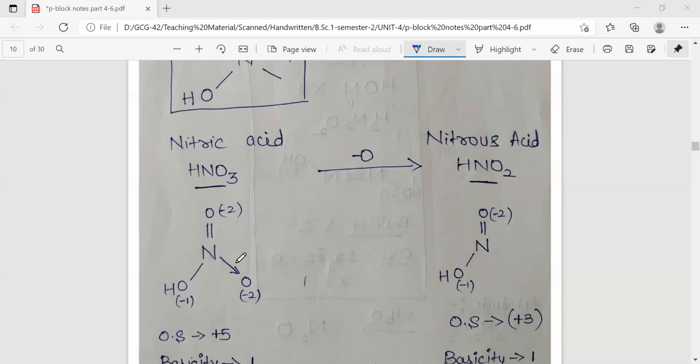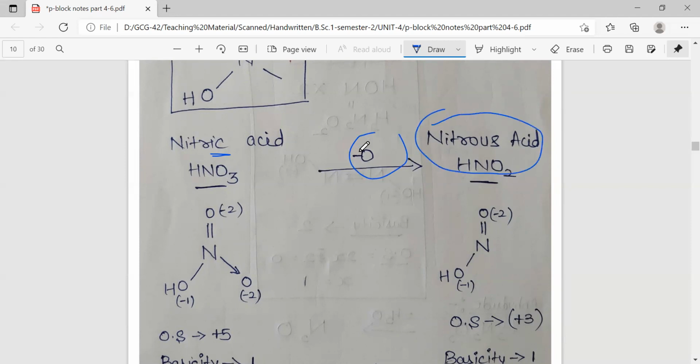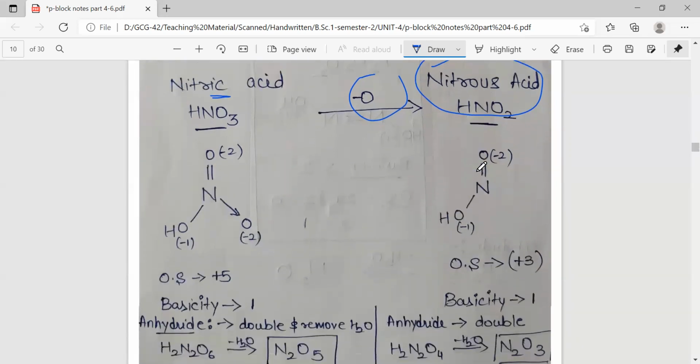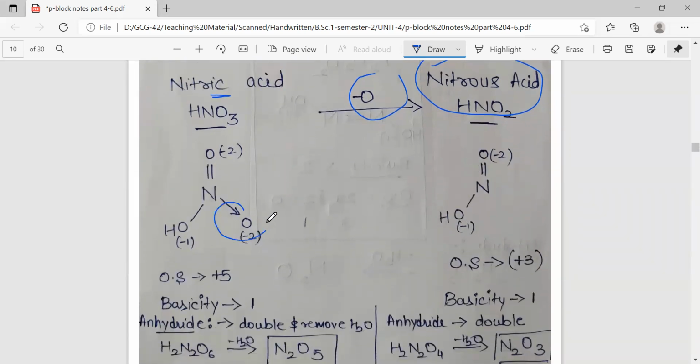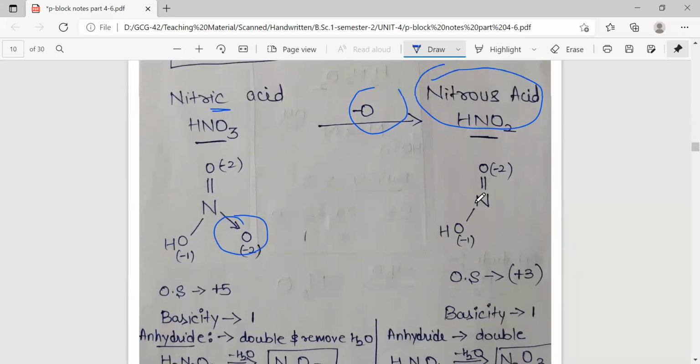Whenever we remove one oxygen from the acid which has the prefix IC, that is nitric acid, we get the corresponding nitrous acid. Here we have removed one oxygen, and the formula is going to be HNO2, one oxygen less than nitric acid. So here this oxygen is going to go, and the structure is going to be N double bond O, OH. This is how nitrous acid exists.